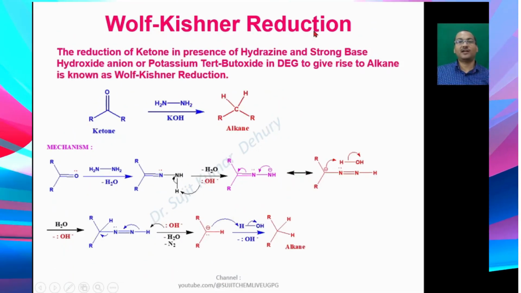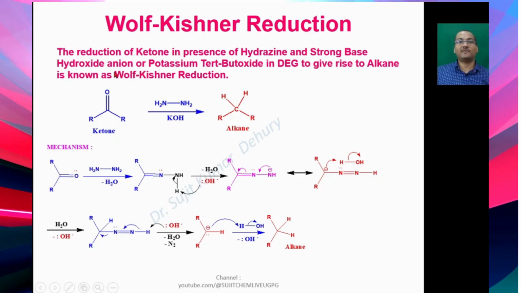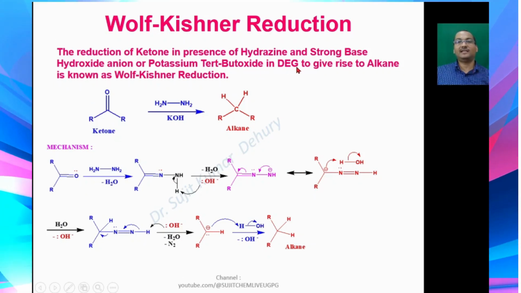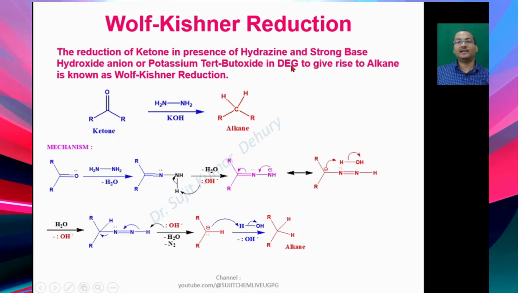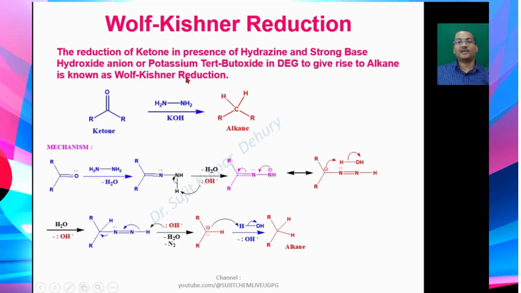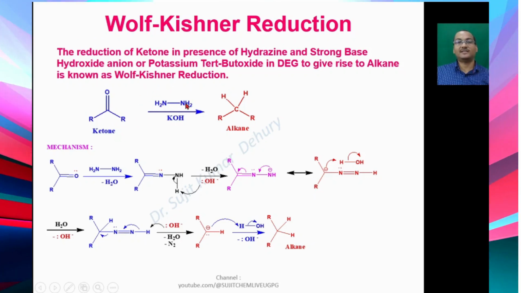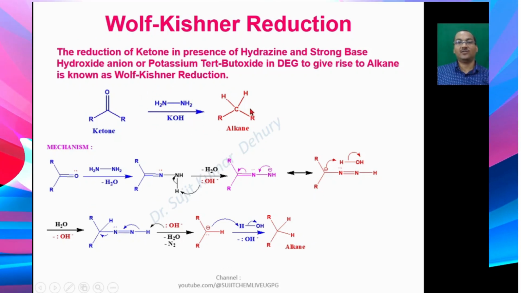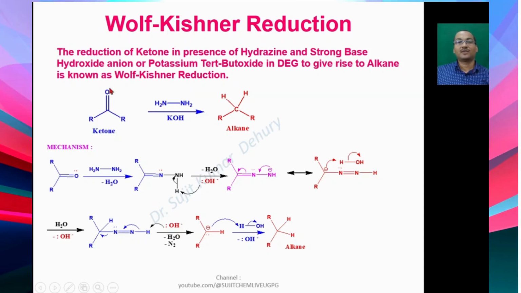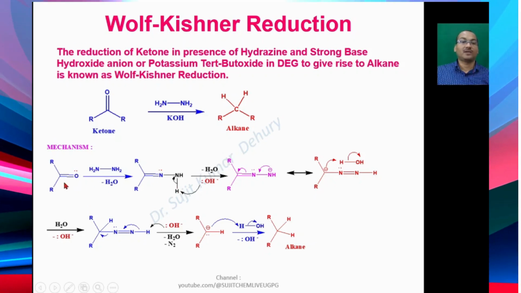Next is the Wolff-Kishner reduction. Reduction of a ketone in the presence of hydrazine and a strong base, hydroxide anion or potassium tertiary butoxide, in diethylene glycol to give rise to an alkane is known as Wolff-Kishner reduction. So you take the ketone and react it with hydrazine and potassium hydroxide. This C=O group will be converted to CH2, an alkane.